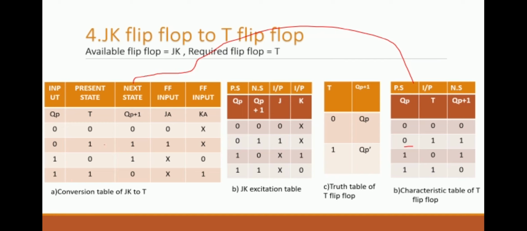Using this characteristic table, we find J and K flip-flop inputs. When present state is equal to 0 and next state is equal to 0, J and K are 0, don't care. For 0, 1, it is 1, don't care. For 1 and 1, it is don't care, 0. For 1, 0, it is don't care, 1. We need to simplify these J and K using QP and T. So for that, using K-map, we find the Boolean expression of these J and K.